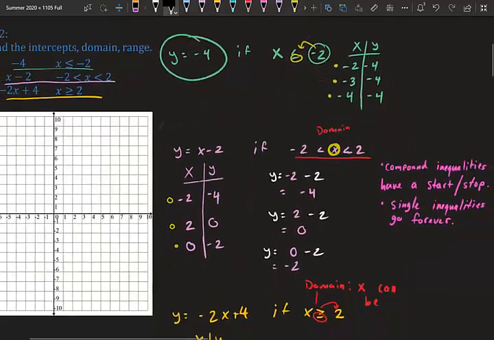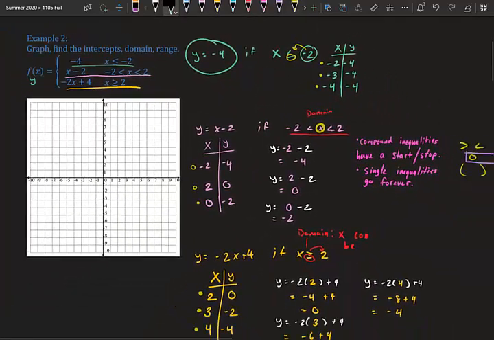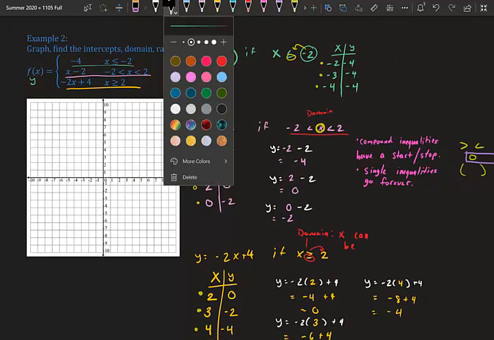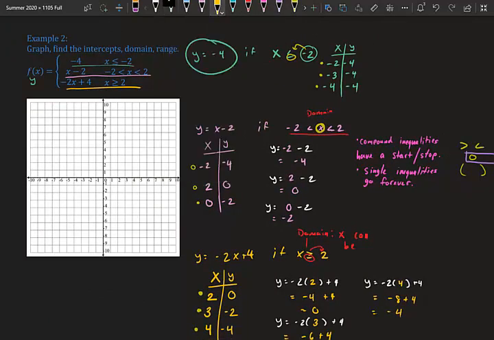Let's just plot all of our points and not connect dots yet. Just plot points. So I'm going to plot my orange ones first. So I have 2, 0. That's right there. I have 3, -2. That's right there. And 4, -4. Okay, so we plotted our points for our first one.